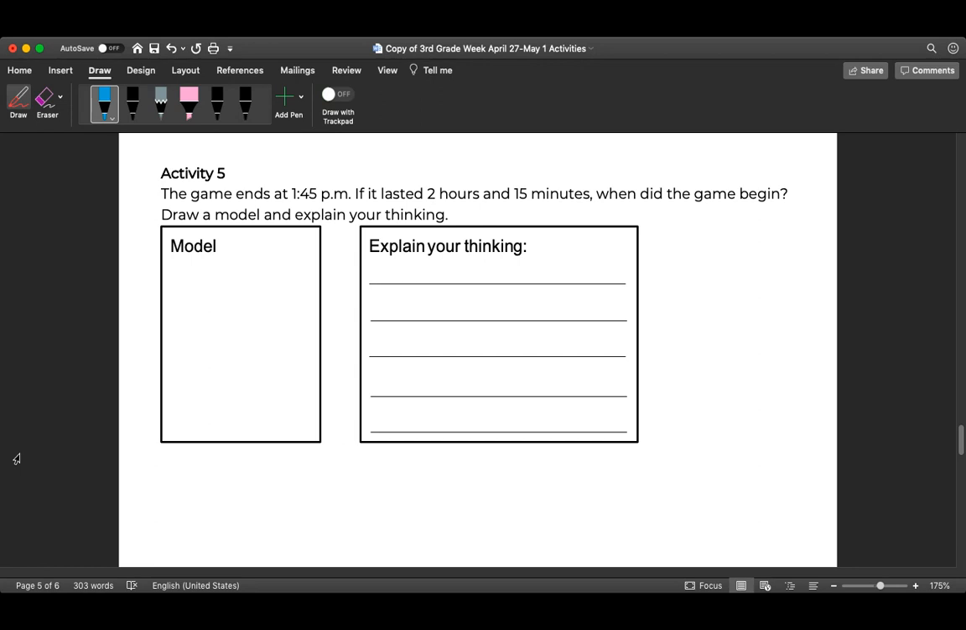And I'm going to walk you through activity 5 today and do most of this with you like I did yesterday since we haven't done these types of problems in class. So I'm going to walk you through this.